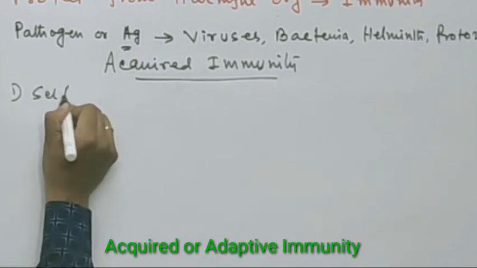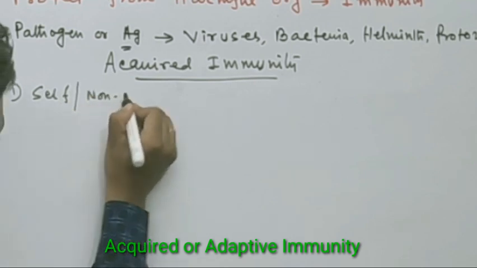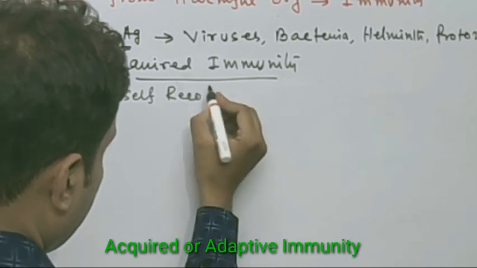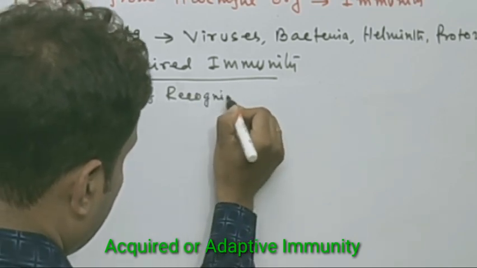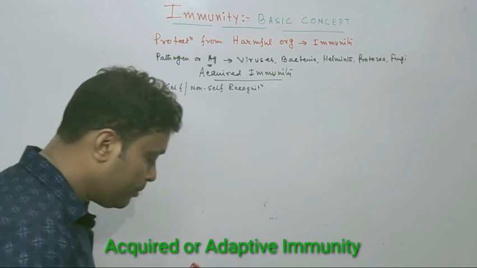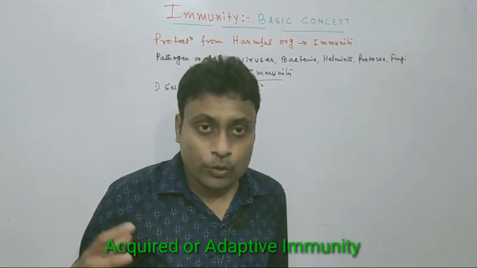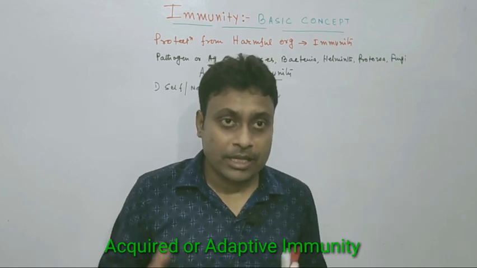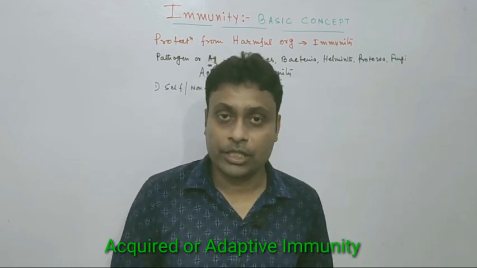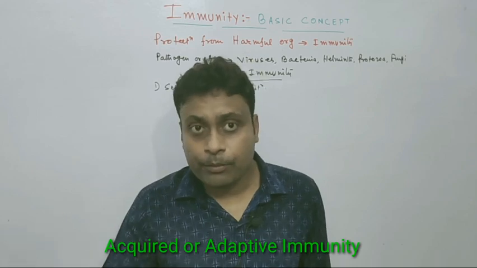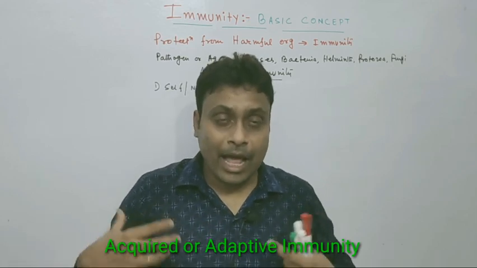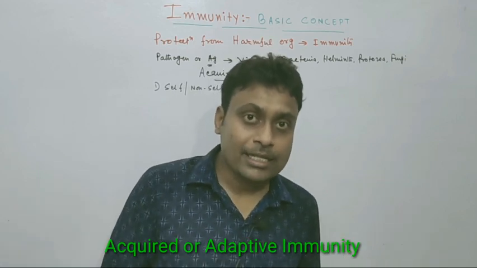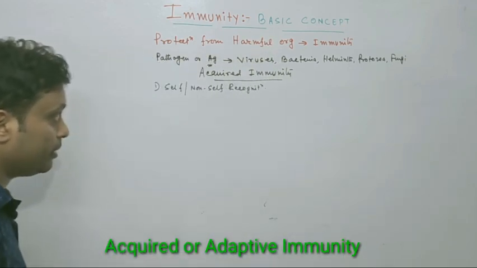The first one is self and non-self recognition. Our immunological system can recognize which is foreign to our body. Our immunological system never produces antibody against our own body protein. So when any foreign protein enters into our body, then acquired immunity will produce the antibody against this foreign protein, and this is called self and non-self recognition.